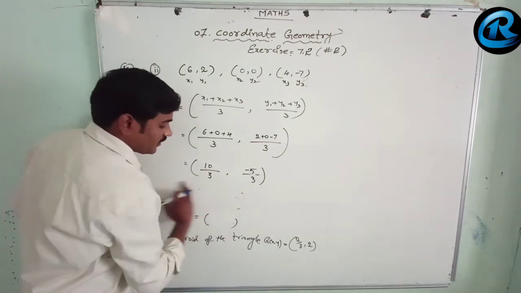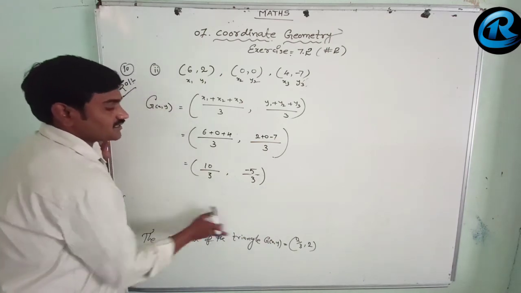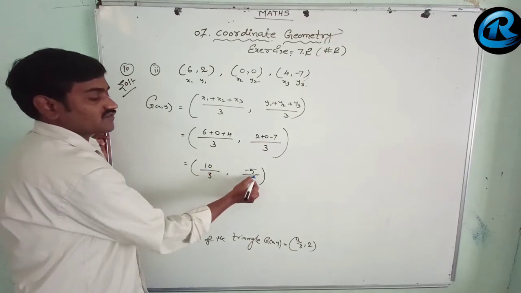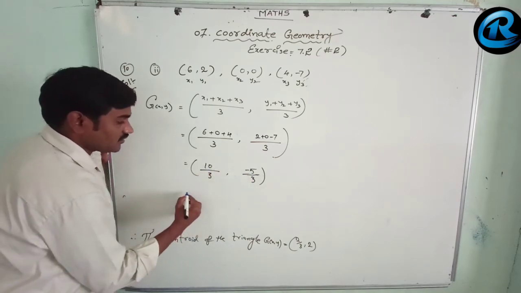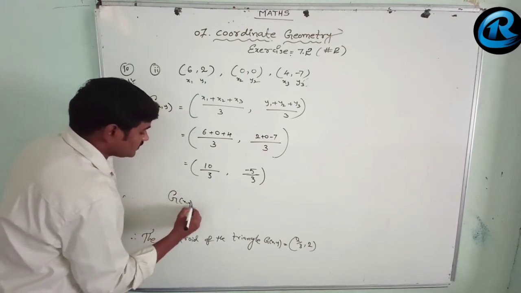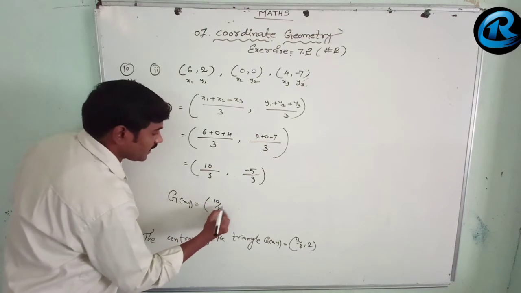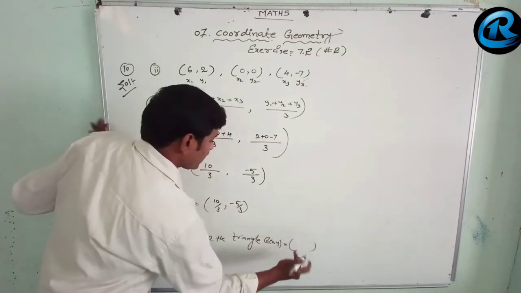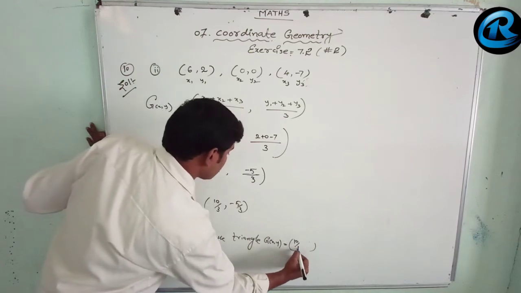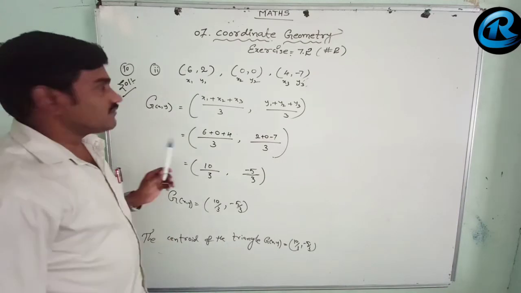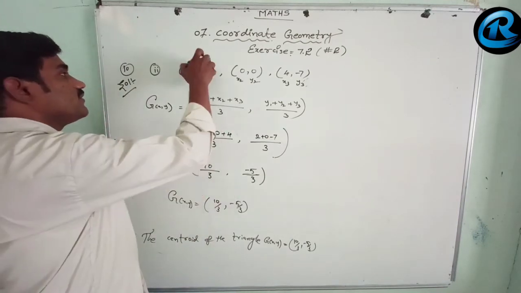It cannot be simplified now. See, this simply is the answer: 10 by 3 and minus 5 by 3. That cannot be simplified. So the answer will be G(x, y) equal to (10 by 3, minus 5 by 3). Therefore, the centroid of the triangle G(x, y) equals (10 by 3, minus 5 by 3). Finished. Very simple. The centroid formula you need to remember.